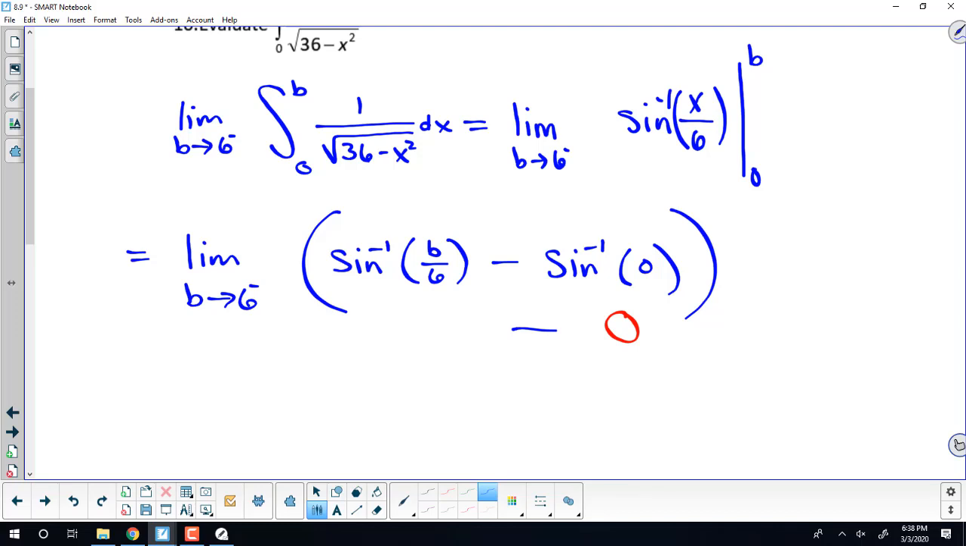Sine of something gives us 1, sine of pi over 2. You know, other values too, but you gotta remember that the inverse sine's range is restricted. It's pi over 2 minus 0. Pi over 2 is the answer.